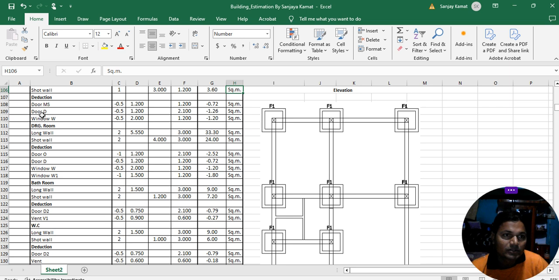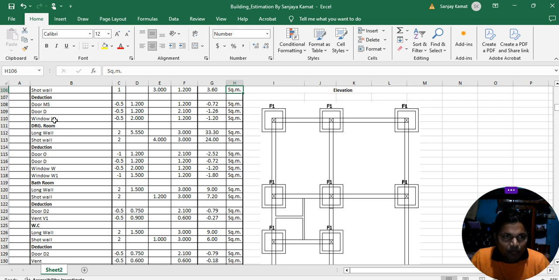Now similarly we are going to reduce the door D. So how much number will we take for this door D? Minus 0.5, 1.200 meter. Okay, and then thickness we are taking 2.100 meter. So once we get this, then multiply all this, then how much will we get? Minus 1.26 square meter.